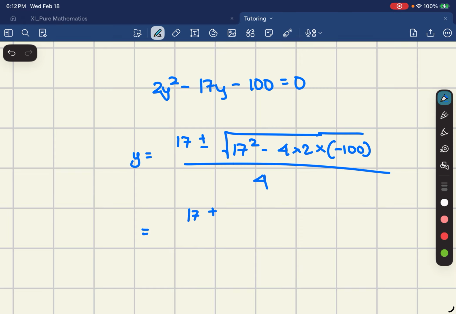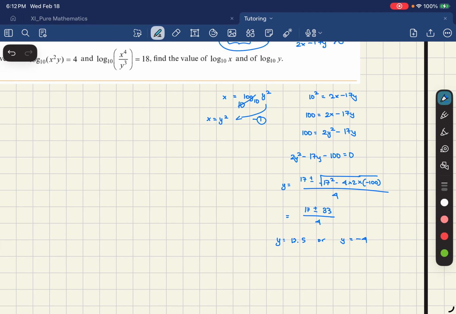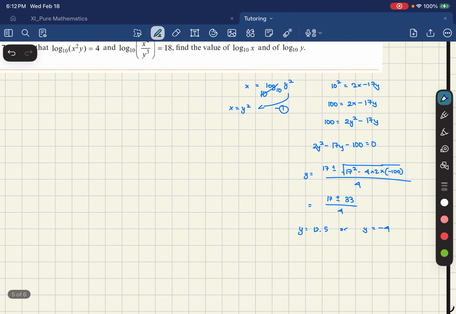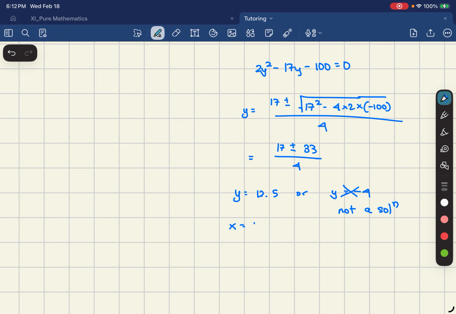So this is 17 plus or minus the square root of 17 squared minus 4 times 2 times negative 100, which is 1089. And the square root of 1089 is 33, divided by 4. So 17 plus 33 divided by 4. So y is either 12.5 or y is 17 minus 33 divided by 4, which is negative 4. But can y be negative? Well, no, because we said y is greater than 0. So this is not a solution. So y is 12.5, and x is equal to 12.5 squared.